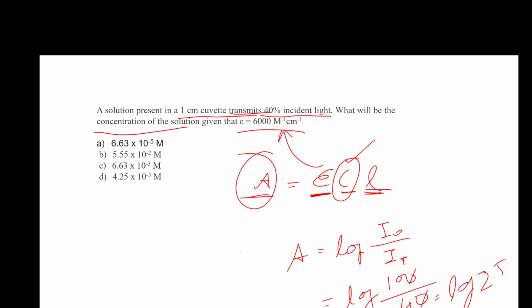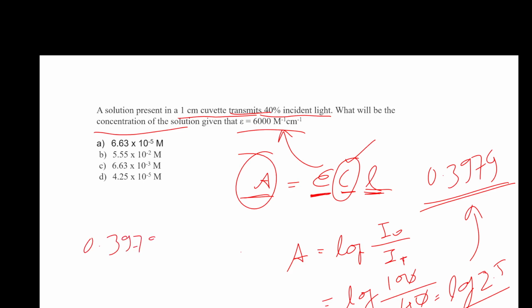We'll see log 2.5. It is coming 0.3979. So log 2.5 is the absorbance, and you just need to keep it in this formula: A, 0.3979, is equal to E, which is given.